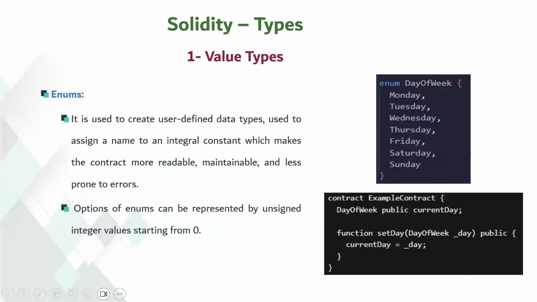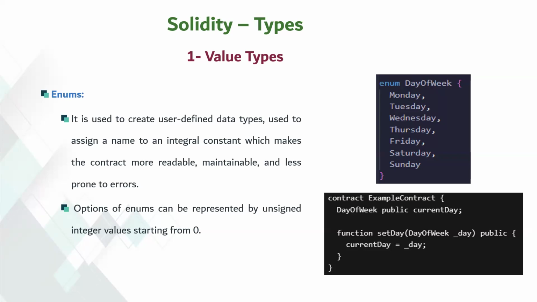The next type in the category of value types is enum. Enums allow us to create custom data types and assign names to integral constants. Again, the enum type is considered a value type and is used to create user-defined data types. Enums are particularly useful when we want to assign names to integral constants, making our contracts more readable, maintainable, and less prone to errors.